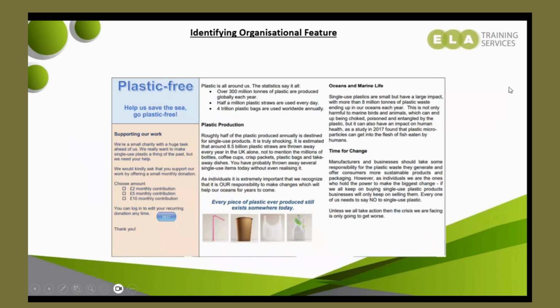Brilliant. So looking at this text here, we want to try and identify as many organisational features as we can to help us locate the information in the text. Okay, so our first one is our Plastic Free, which would be known as our heading. That tells us that the text is going to be about issues around staying plastic free.